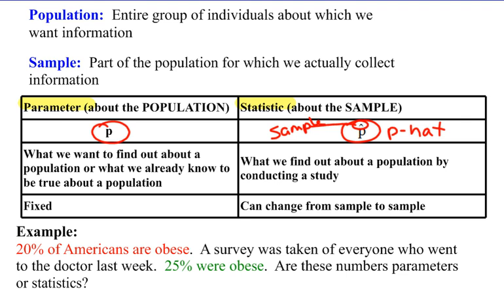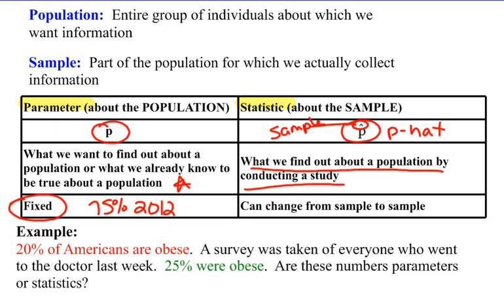A parameter says what we want to find out about the population, or what we already know to be true about the population. Sometimes if you did a census, you might already know something about the population. Our sample statistic is what we find out about a population by conducting a study. This is what we're going to actually do with our survey. Our parameter is fixed. It never changes. If 75% of Americans voted in the 2012 presidential election, it's going to stay 75% five years from now. No matter when, history books and our children's children will go back and study that 75% of people voted in the 2012 election.